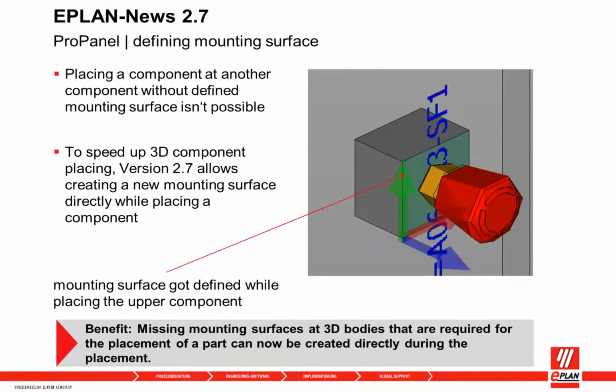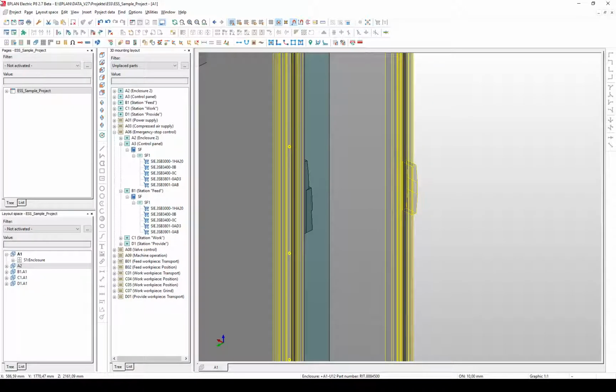In Pro Panel 2.7, a new feature is the creation of a mounting surface while placing components. For this demo, I opened the S-sample project and the including layout space A1. In the 3D mounting layout navigator, I set the filter for unplaced parts. Under the node Emergency Stop Control, I selected the emergency stop switch from the control panel.